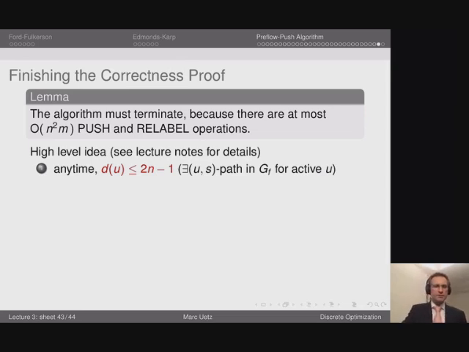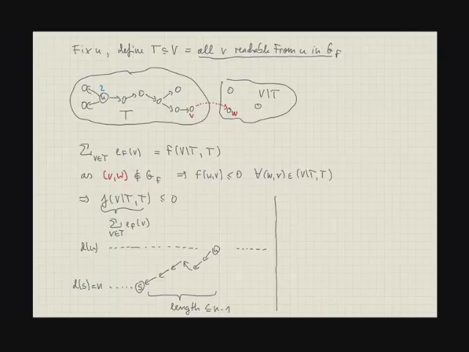Now let's see why this is true on the next page. So we fix a vertex U, an active node U, and we define T to be all the vertices that are reachable from U in the current residual graph GF. Okay, so we have a vertex U with positive excess, and several vertices are reachable from U in the residual graph, and the set T is everything that is reachable from U in this residual graph.